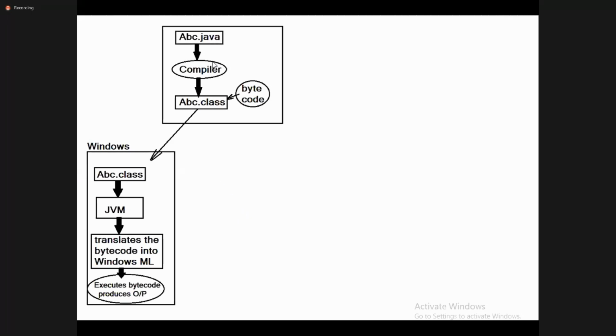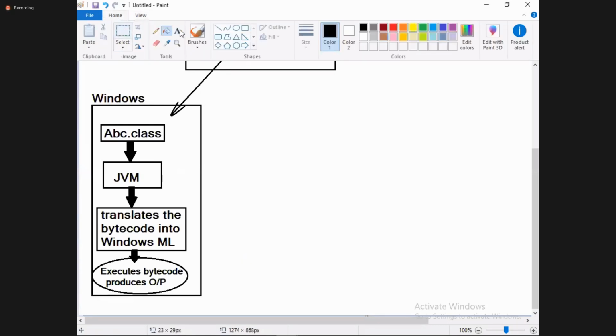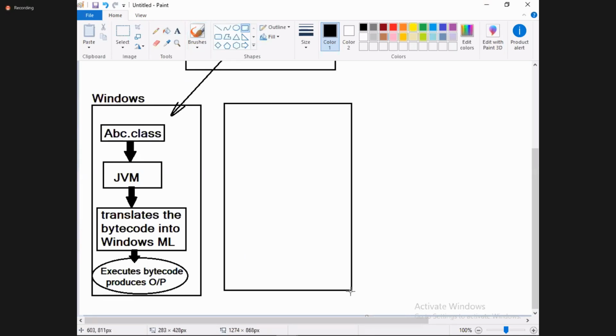All right. So I compiled the program in one operating system in one computer. I downloaded that abc.class into my client computer whose operating system is Windows. Then I'm trying to execute here. Now tell me. Next, now I am taking another computer.